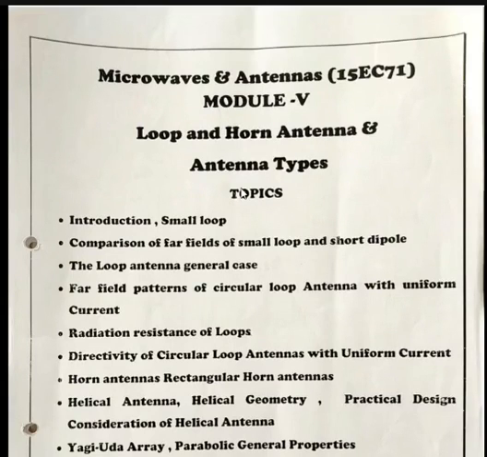Only the loop antenna in this particular chapter we are going to see a little bit in detail, like radiation resistance for a loop, directivity of a loop, and the loop in general. We try to compare the small loop with the short dipole, which we have learned in the previous module. That we are going to learn in this particular module.